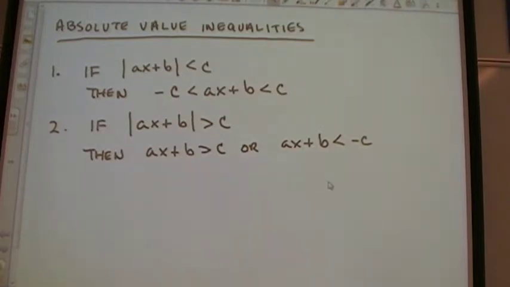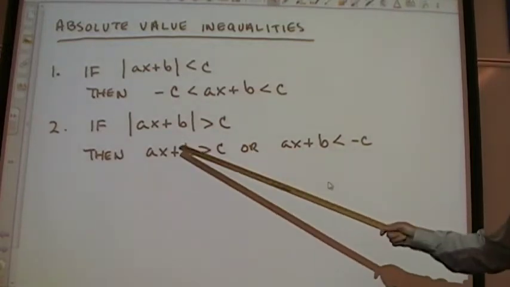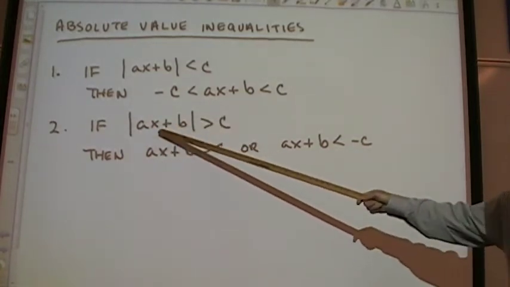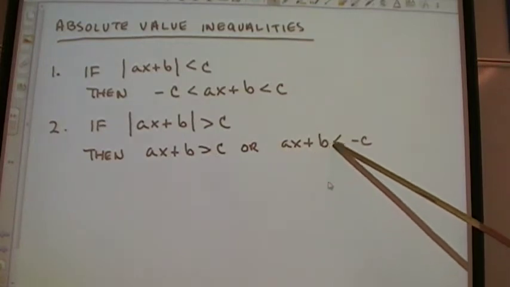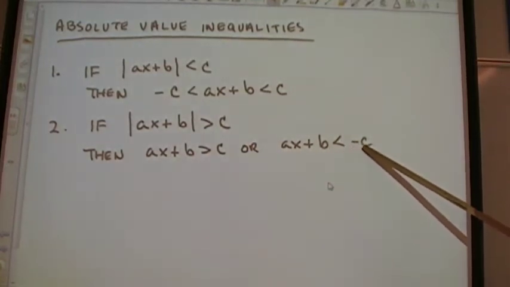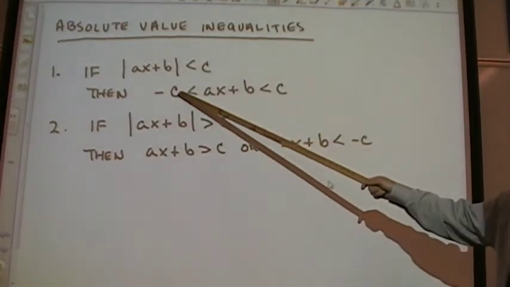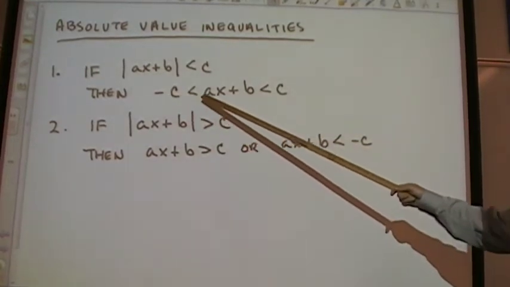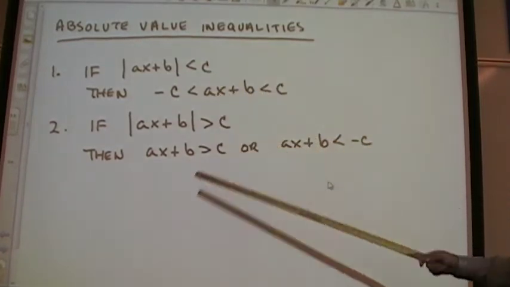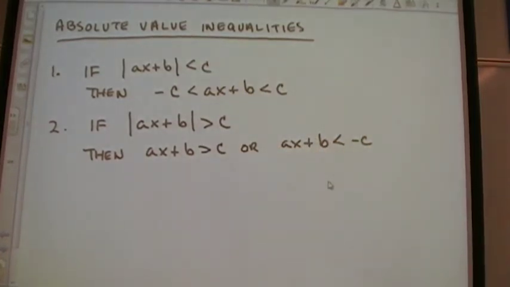So when you get rid of the absolute value symbols down here, you're left with AX plus B is less than C. Now when you flip the inequality to a less than, it makes this negative C. Same thing over here. Negative C comes first. The AX plus B is less than C would be right here. Alright? So let's look at one of those.